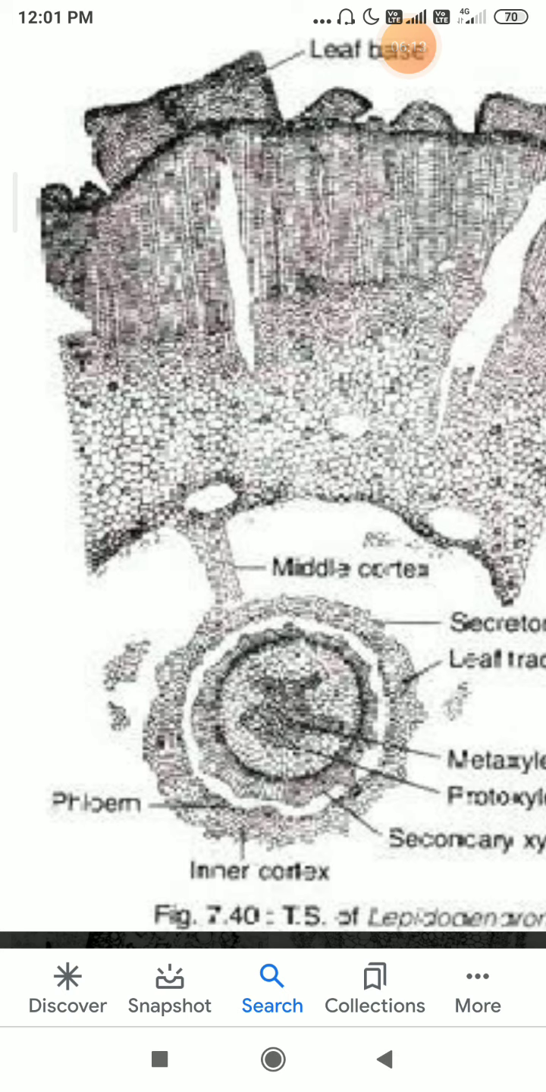Both are pteridophytes, but Lepidodendron looks like an angiosperm or a gymnosperm, though it is a pteridophyte. Rhynia is a primitive pteridophyte, and Lepidodendron is an advanced pteridophyte. I hope you understand the concept.